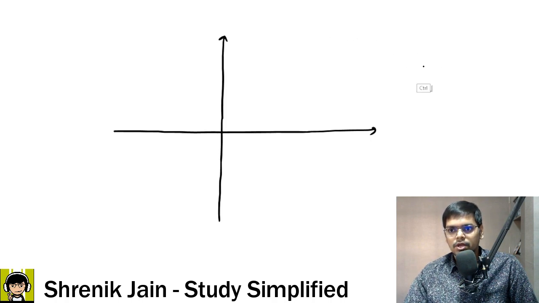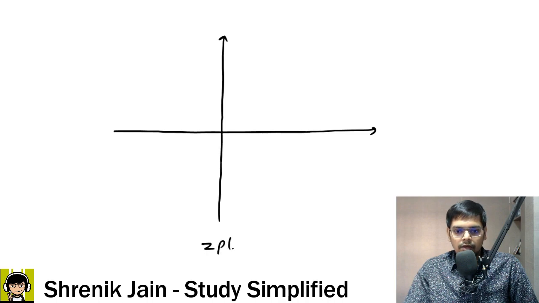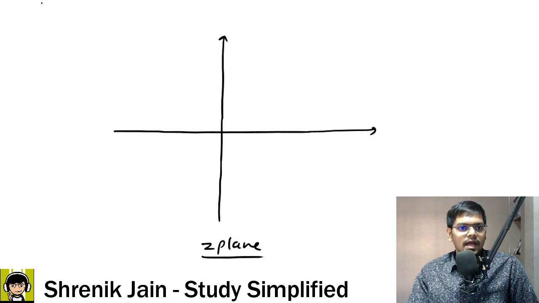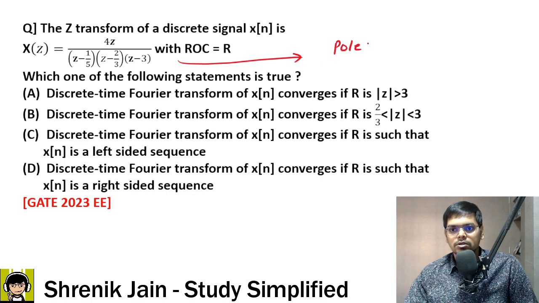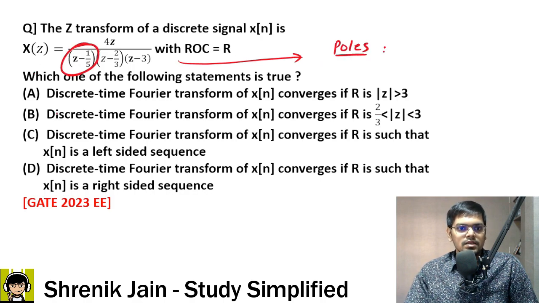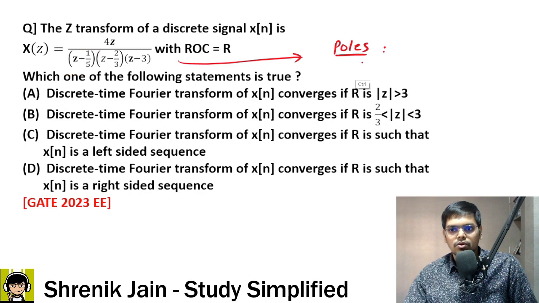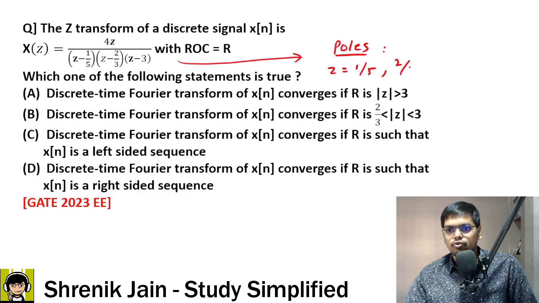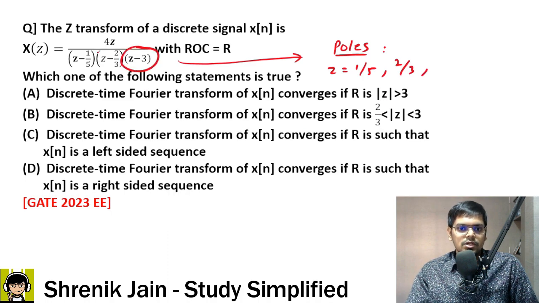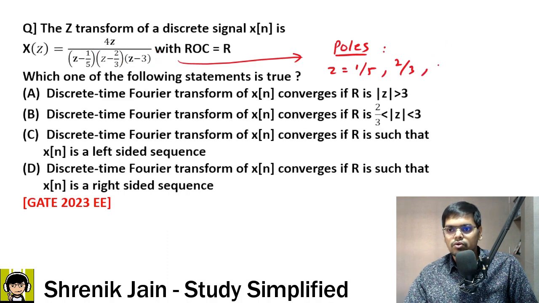So suppose this is the Z plane. And then we have 3 poles. Let me go back and show you where the 3 poles are. From here, we can see the poles are at z minus 1/5 equal to 0, so z is equal to 1/5, which is 0.2. Next, z minus 2/3 equated to 0, so z is equal to 2/3. What's next? z minus 3 equal to 0, so z is equal to 3.